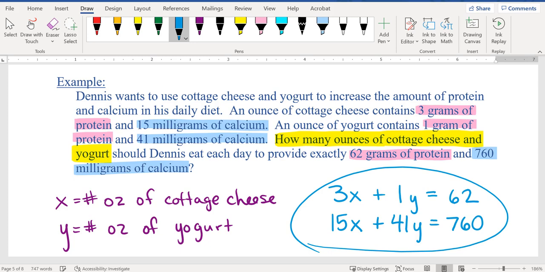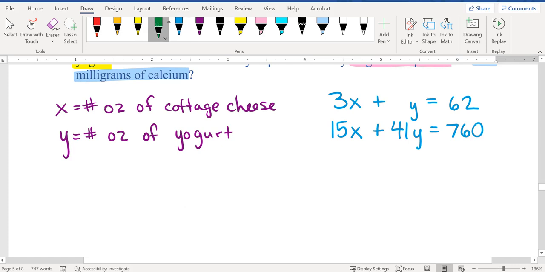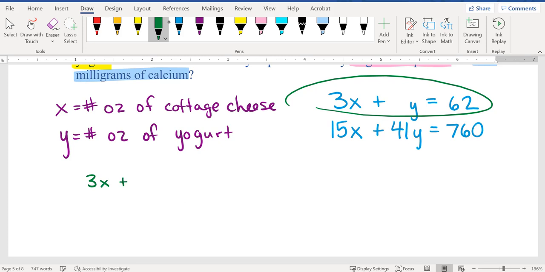You have 3 ways to solve that system: graphing, substitution, or elimination. Because I see a 1y on the top equation, I'm going to choose to do it using substitution. So here we go. My top equation, I'll find it in terms of y. 3x plus y equals 62. Solve for y. Subtract 3x from both sides. I have y equals negative 3x plus 62.